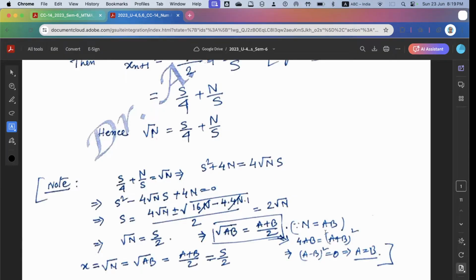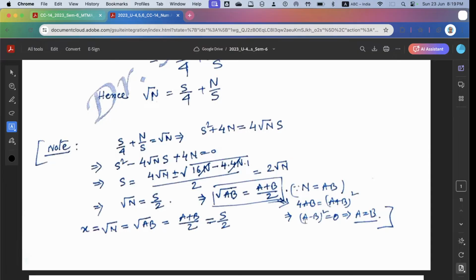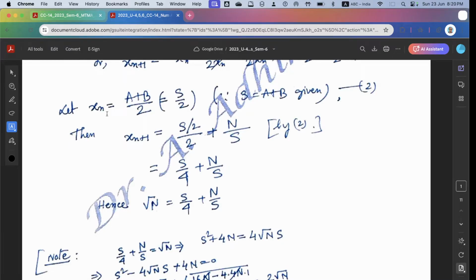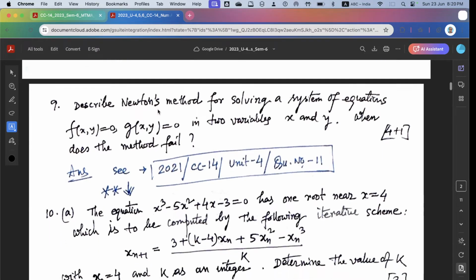So root n, where n is ab, so root ab equals s, that means (a plus b) by 2. Squaring both sides, we get (a minus b) whole squared equal to 0, that is a equals b. So x equals square root of n equals (a plus b) by 2, which when a equals b is a squared, that is a, and a plus b equals twice a, so this equals s by 2. So here we put the substitution xn equal to (a plus b) by 2. Remember this.